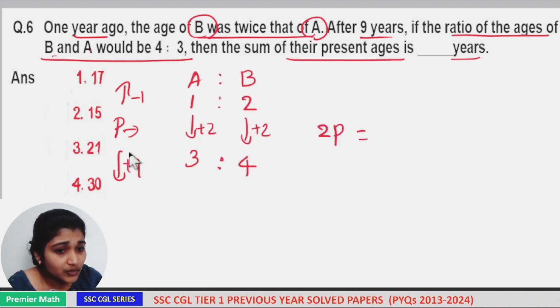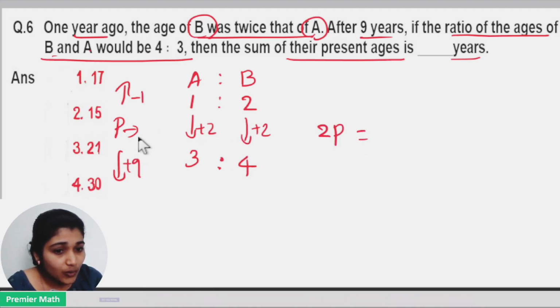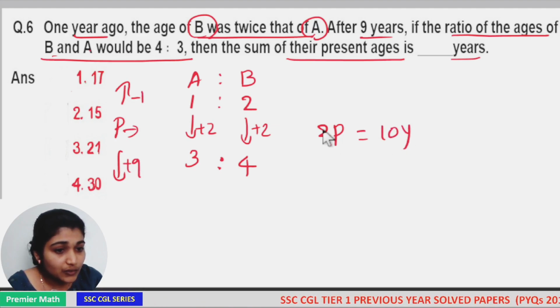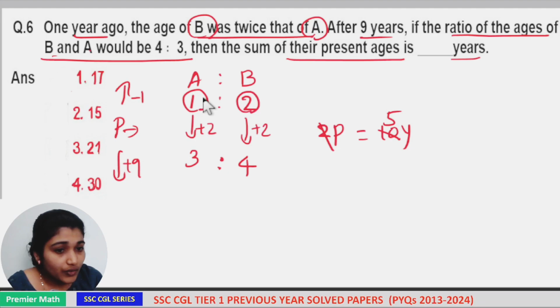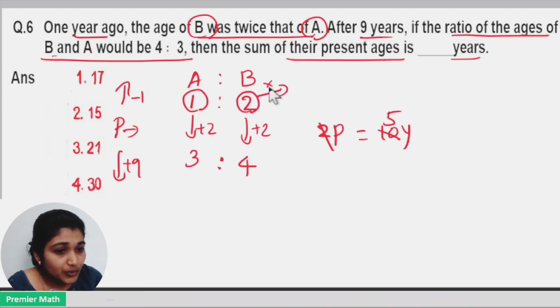But here the actual difference is the difference between 1 year ago and 9 years after, which is equal to 9 plus 1, 10 years. So the 2 part ratio difference is the same as the actual difference in years. 2 part is 10 years means 1 part is 5 years. 1 part is 5 years means here 1 year ago the ages of A and B were 2 into 5, 10 years for B, and 1 into 5, 5 years for A.